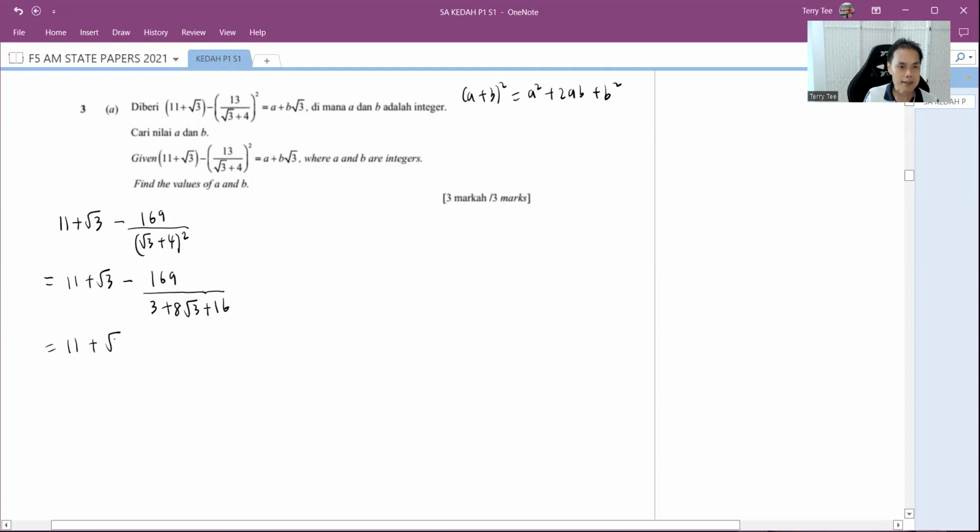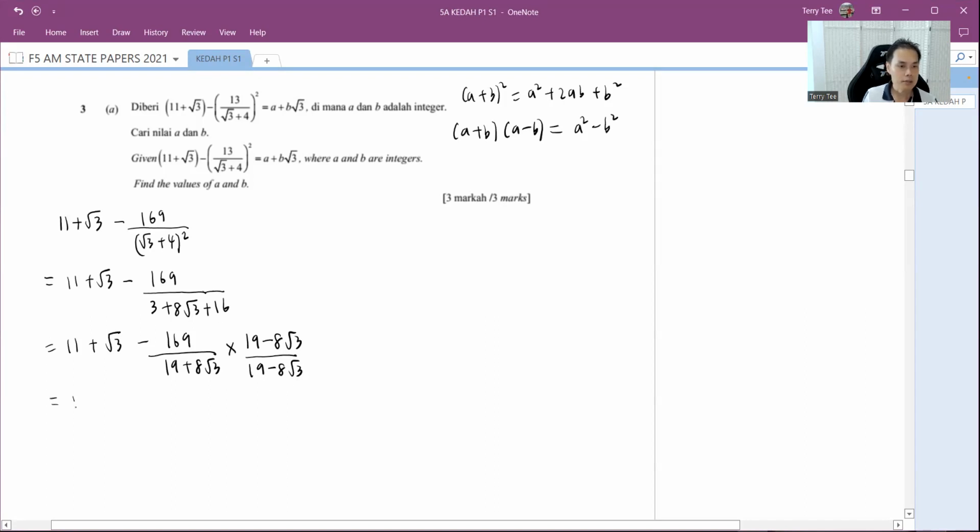Now, let's simplify this. This will be 169 over 19 plus 8 surd 3. The process of simplifying this, we call it rationalizing the denominator. So we can multiply top and bottom with 19 minus 8 surd 3. What we multiply with is what we call the conjugate. If this is a plus, we multiply with the same number but a minus. The reason being, if we're given a plus b times a minus b, when we expand this, we get a squared minus b squared. So by squaring this, I will be able to get rid of the surd 3 here.